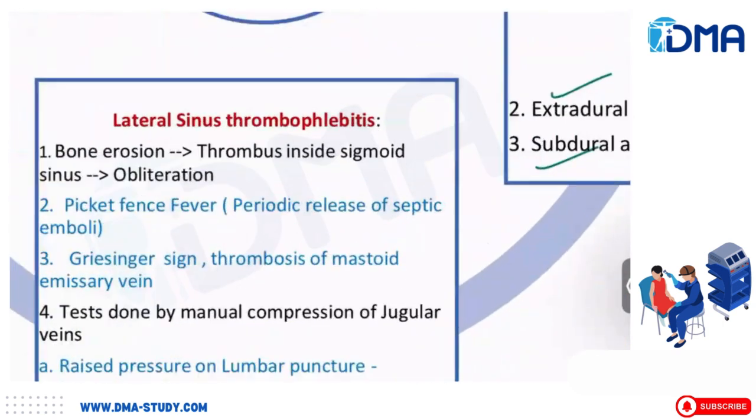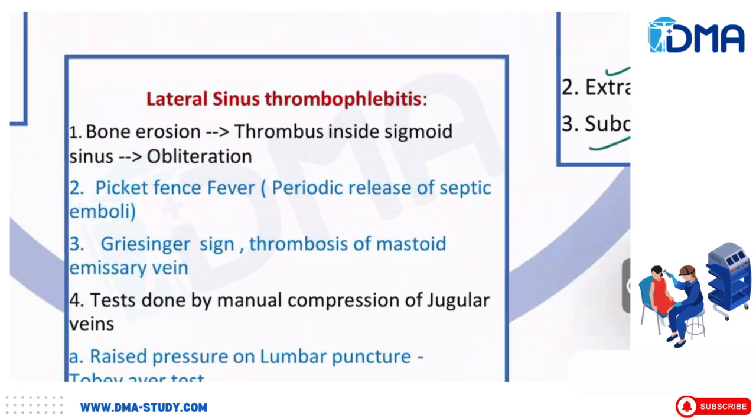Next one, very, very important. They have asked it plenty of times. If there is a thrombus reaching the posterior end of the mastoid air cell system, there is a venous system lying over there, the sigmoid sinus, otherwise called lateral sinus. In lateral sinus thrombophlebitis, there should be bony erosion posterior to the mastoid air cells, which has caused thrombus inside the lateral sinus, and it has caused obliteration.